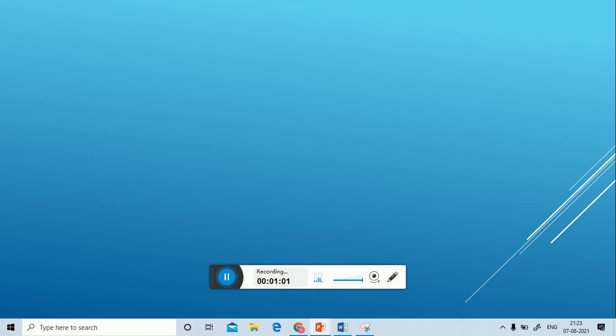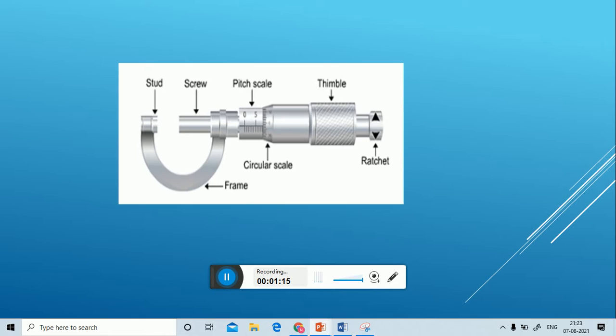What is this screw gauge, what is the purpose of using it, and what is the difference between vernier calipers and screw gauge? Let us learn this first. How does the screw gauge appear? So this is the appearance of the screw gauge.